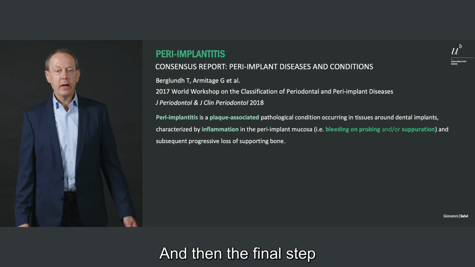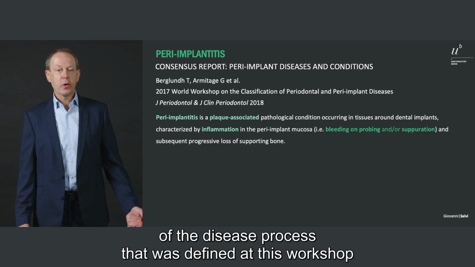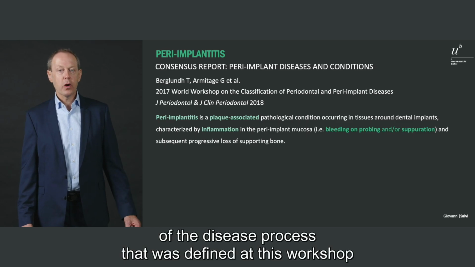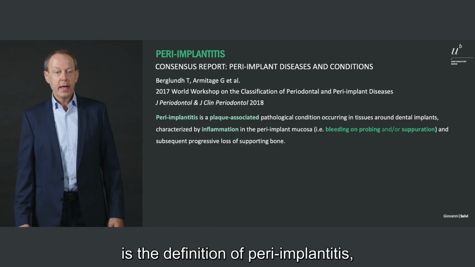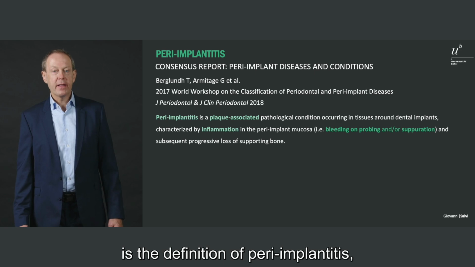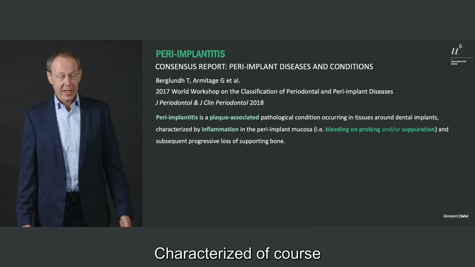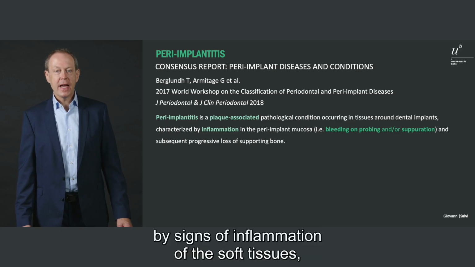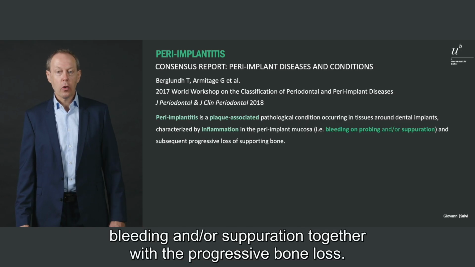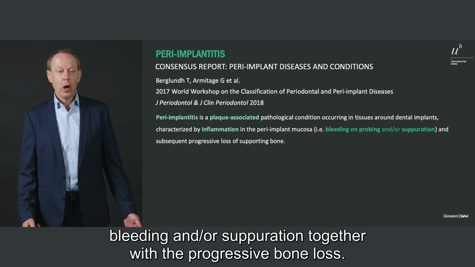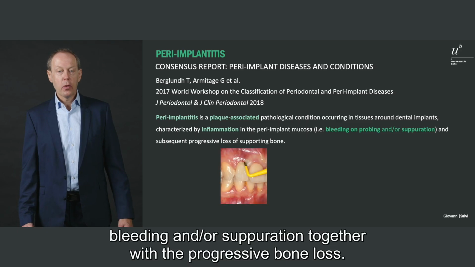And then the final step of the disease process that was defined at this workshop is the definition of peri-implantitis as being a plaque-associated pathological condition characterized, of course, by signs of inflammation of the soft tissues, bleeding and or suppuration together with a progressive bone loss.